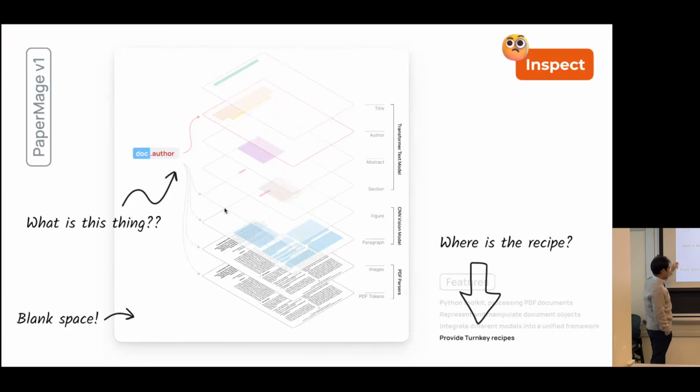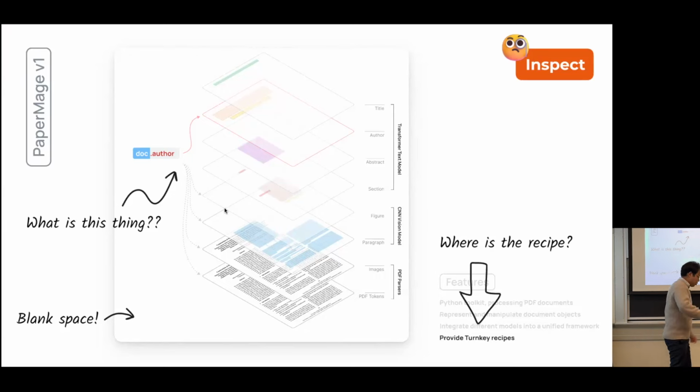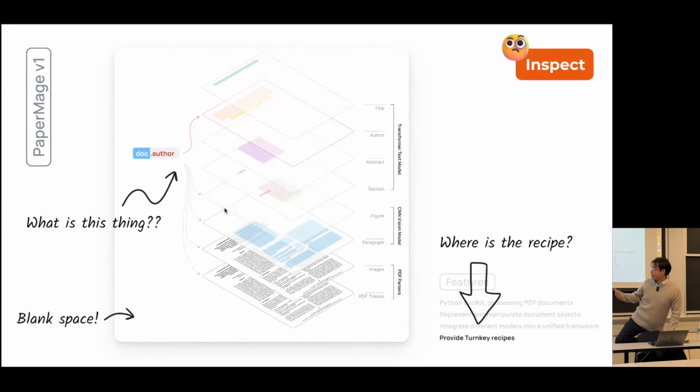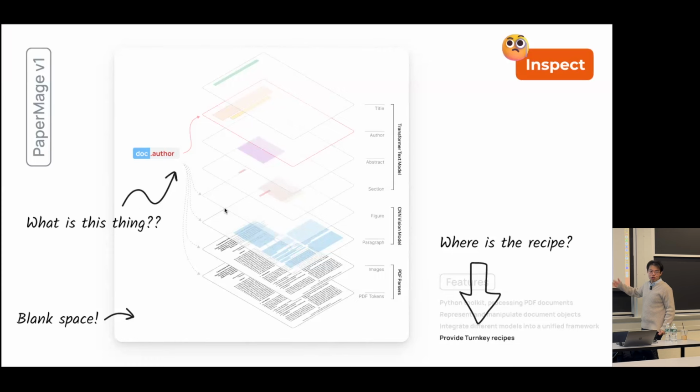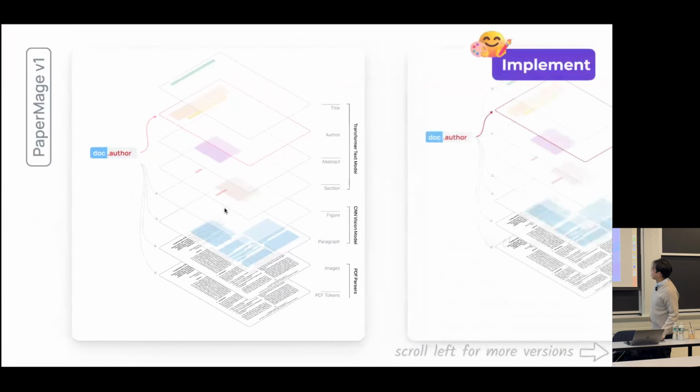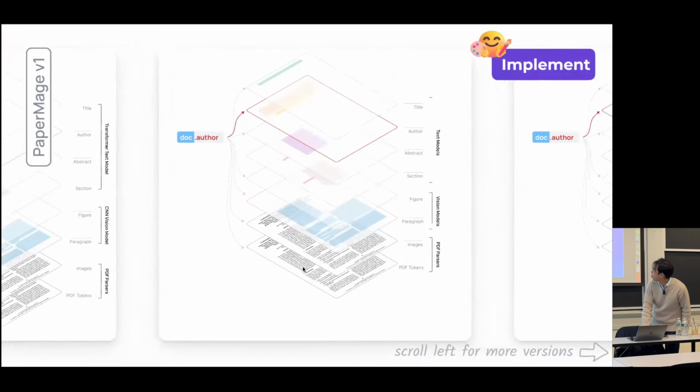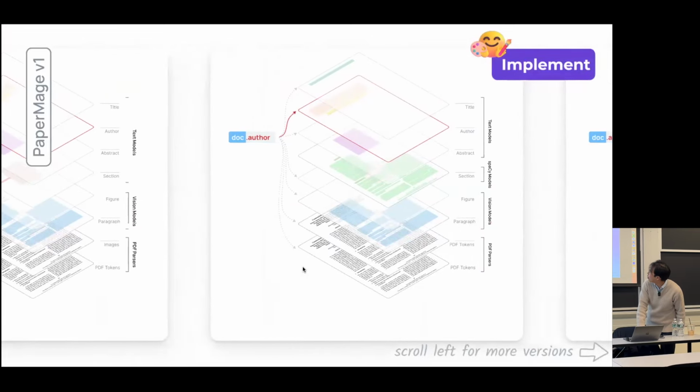What's this really, right? And then there's a lot of wasted space, you know, we hate this abuse of space here. And the turnkey recipe is missing from this diagram, right? So it's still not the best design we can make, and there are some problems we're trying to address. So we made several iterations. This thing can scroll, pretty cool.